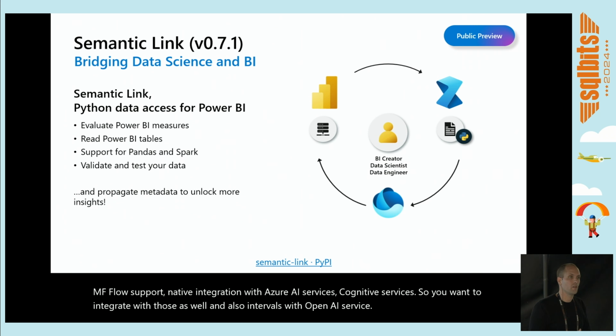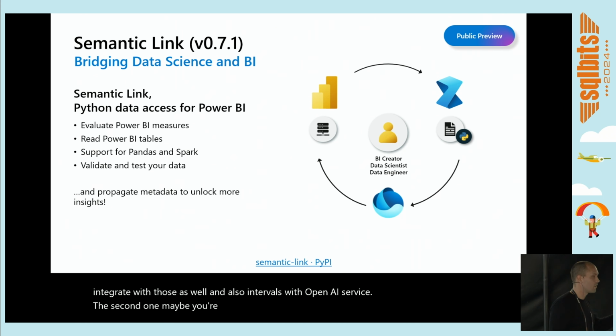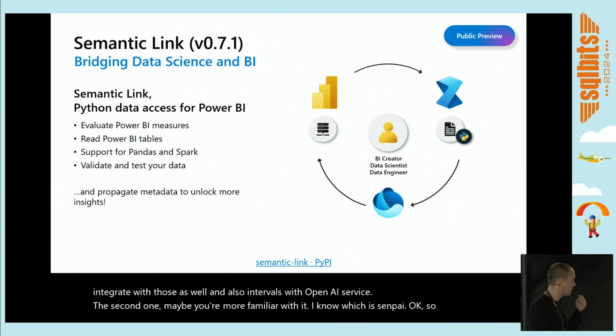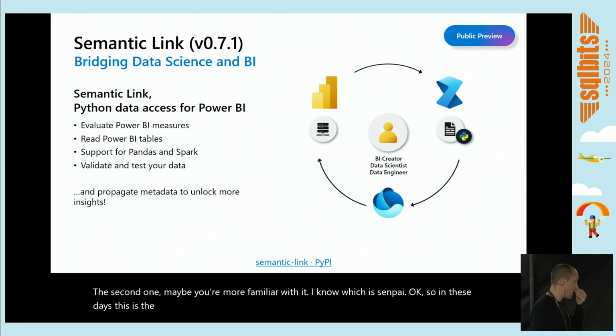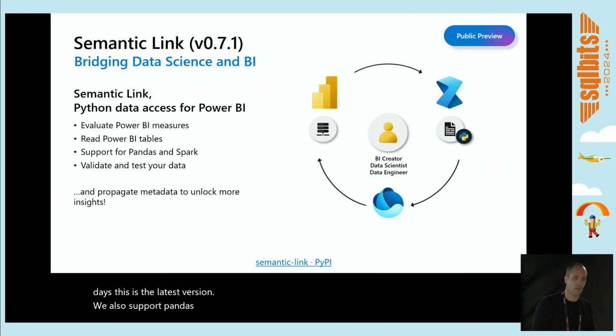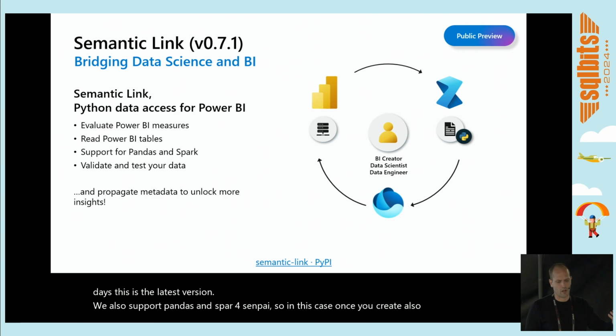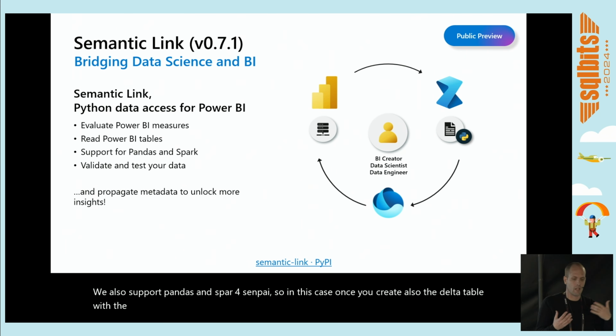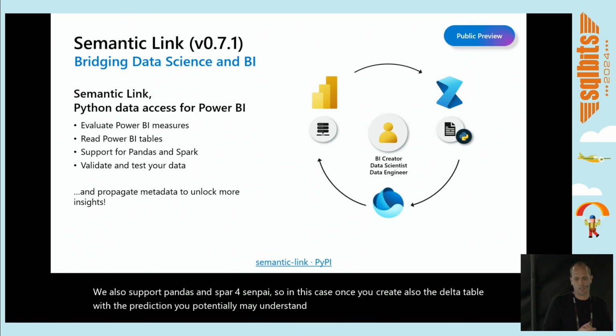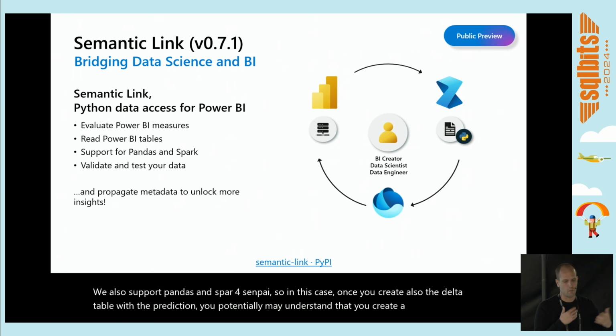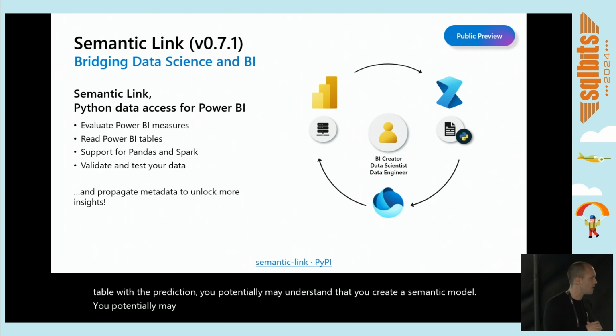The second one, maybe you're more familiar with it, I know, which is SemPy, okay? So in this case, this is the latest version. We also support Pandas and Spark for SemPy. So once you create also the Delta table with the prediction, and you create a semantic model, you potentially may use SemPy to analyze that as well.